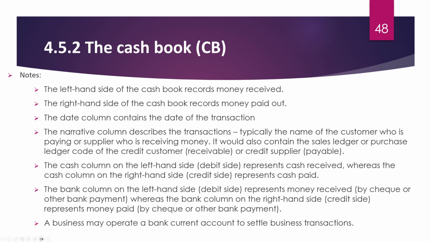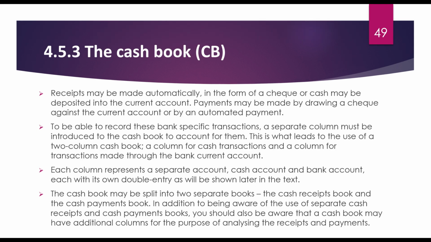The bank column on the left-hand side, debit side, represents money received by check or other bank payment, whereas the bank column on the right-hand side, credit side, represents money paid by check or other bank payment. A business may operate a bank current account to settle business transactions. Receipts may be made automatically, in the form of a check, or cash may be deposited into the current account. Payments may be made by drawing a check against the current account or by an automated payment.